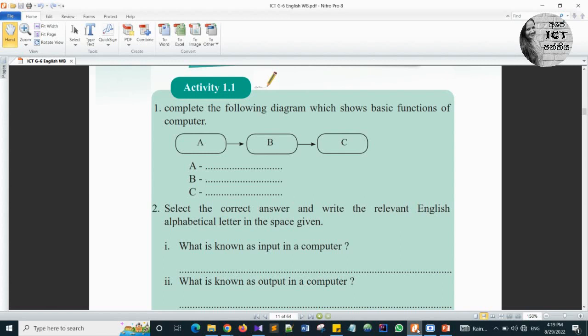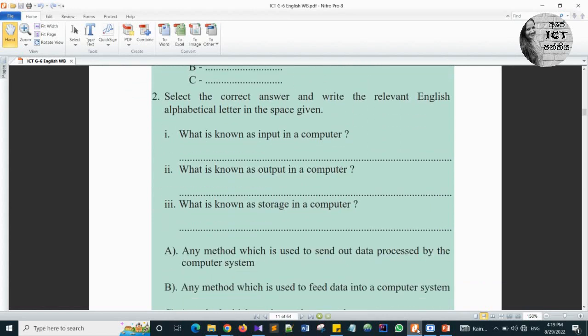First one, what is known as input in a computer? Let's see the answers. Any method which is used to send out data processed by the computer system. A method which is used to feed data into a computer system. So, input means feeding data into a computer system. So, for the first question, the answer is B.